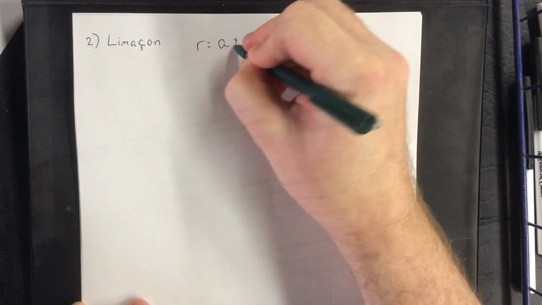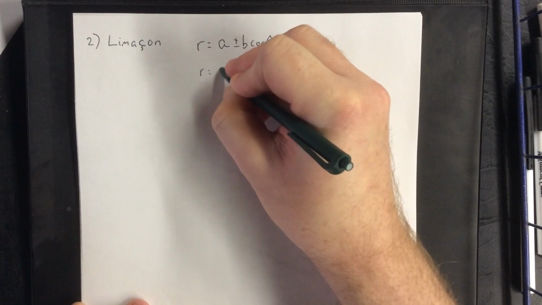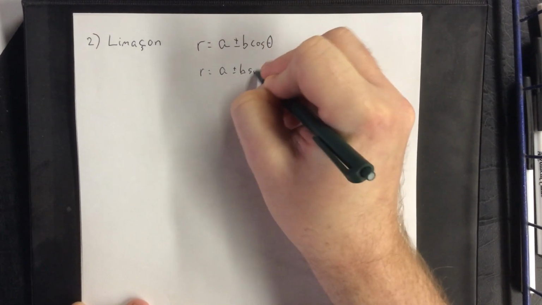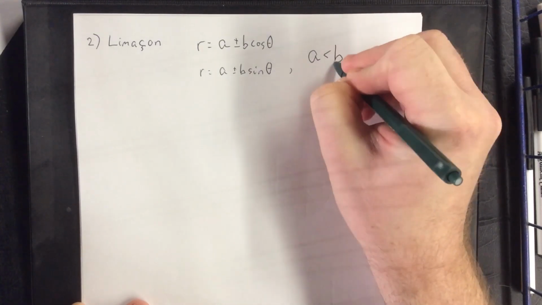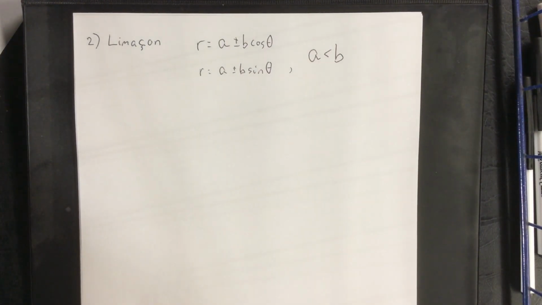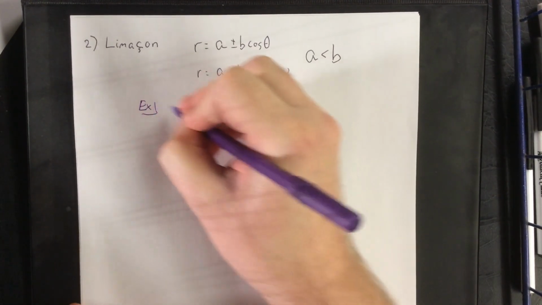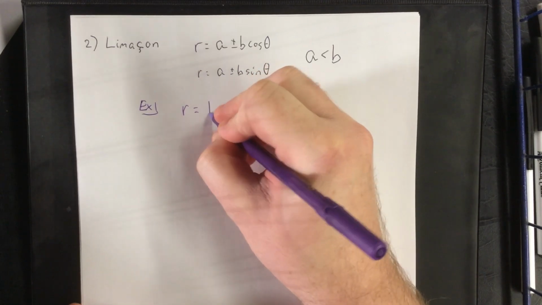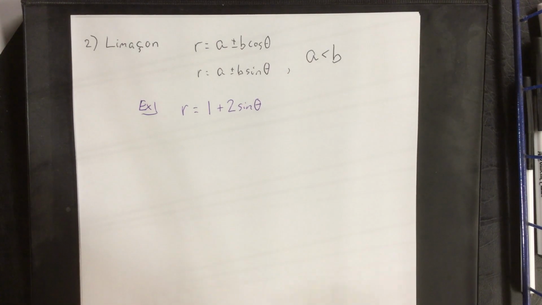r is equal to a plus or minus b times the cosine of theta, and r is equal to a plus or minus b times the sine of theta. The one thing to create a limaçon is that you need to make sure that your a value is less than your b value. So with that in mind, let me give you an example of one such limaçon. Our last example we did cosine, so this one let's do a sine. So let's do r is equal to 1 plus 2 times the sine of theta.